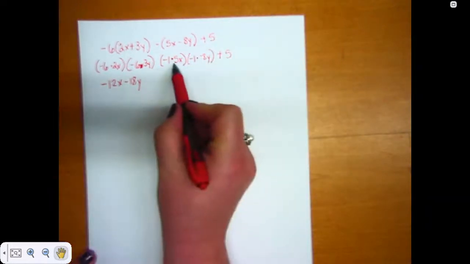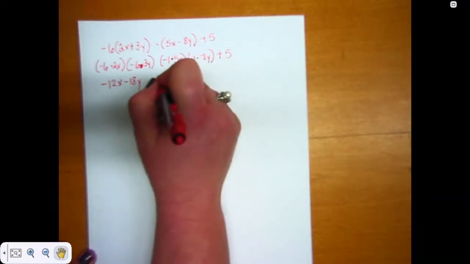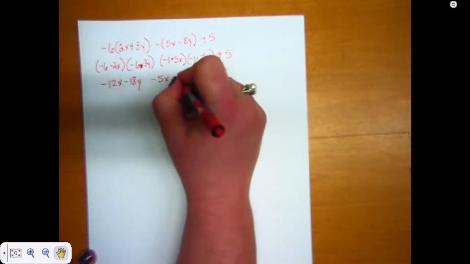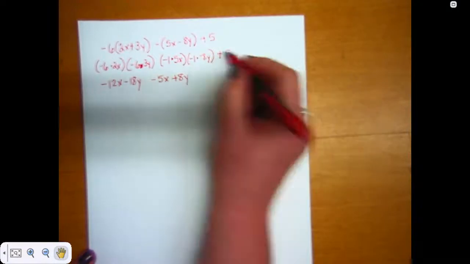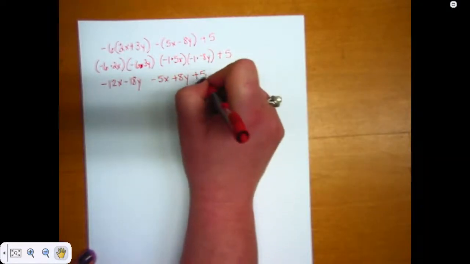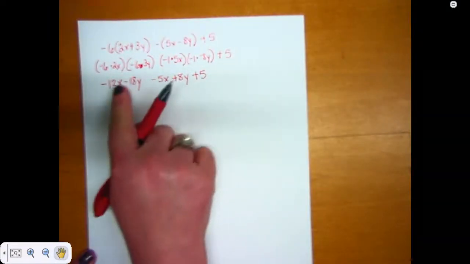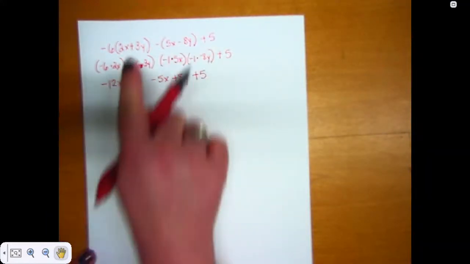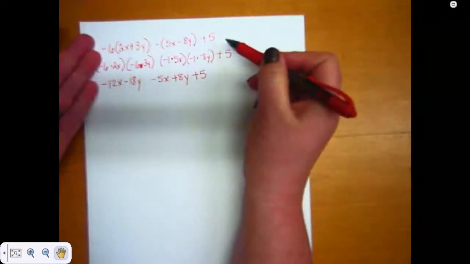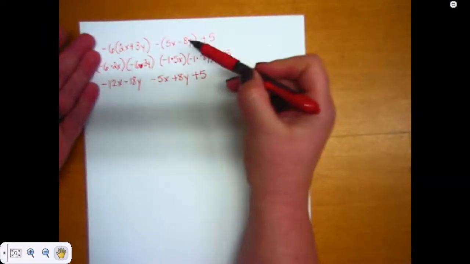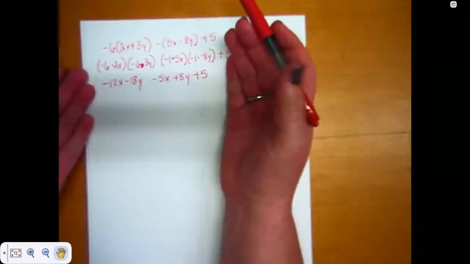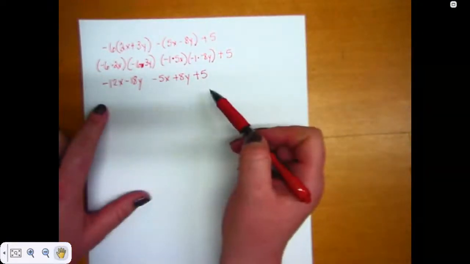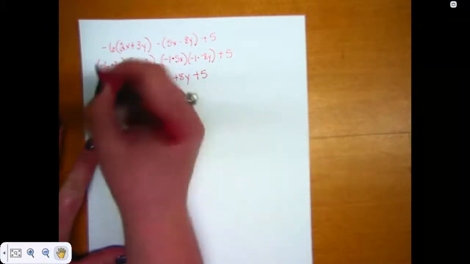So -1 times 5x would be -5x. -1 times -8y would be +8y. And then bring down your plus 5. So now you have an expanded form of your original expression. We distributed both sets of parentheses, and now you have this expanded form here. So now we still have to find the like terms and simplify as much as we can.